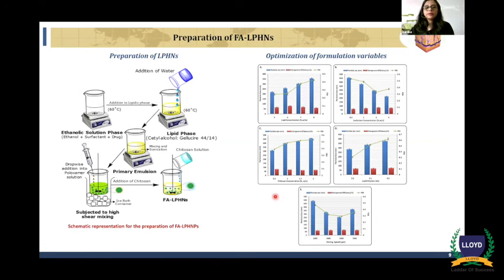So basically, these formulations were prepared by the hot microemulsion method, and initially solubility studies were conducted in different lipids as well as surfactants and co-surfactants, to find out the correct ratio, as well as what kind of lipid and surfactant excipients can be employed. And basically the primary as well as secondary emulsion method was used for the formation of these FALPHNs. The figure on the right hand side shows the optimization of formulation variables.